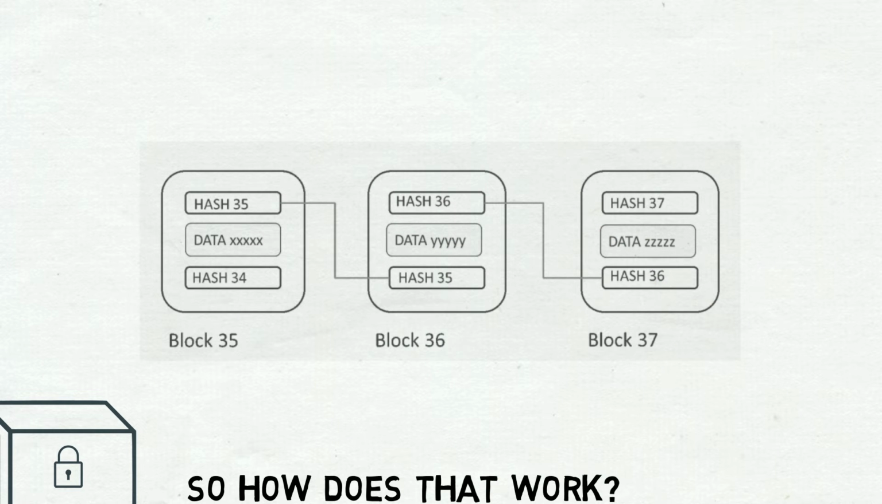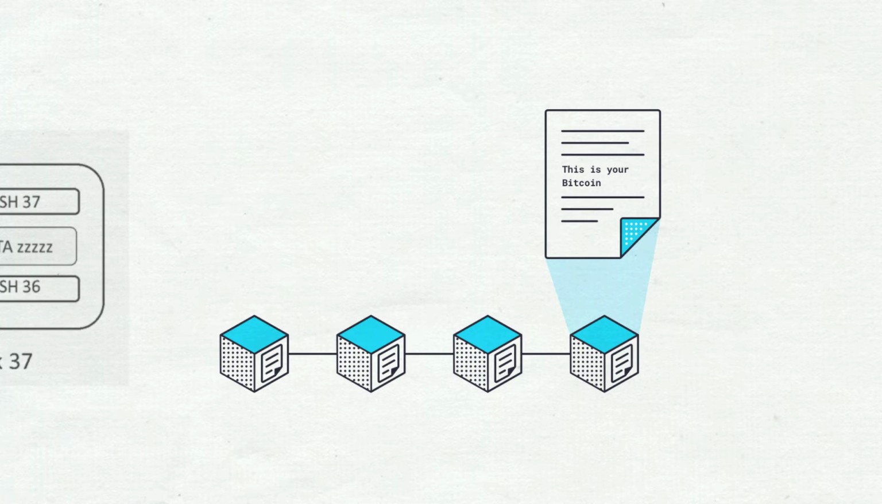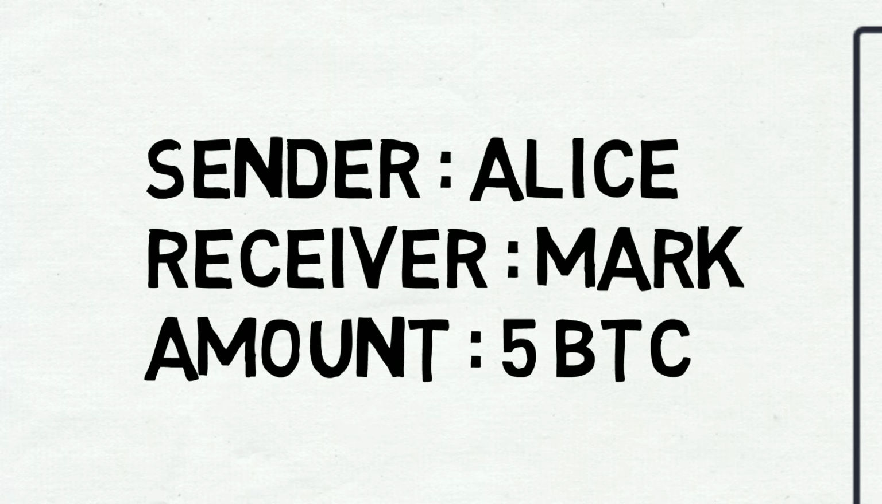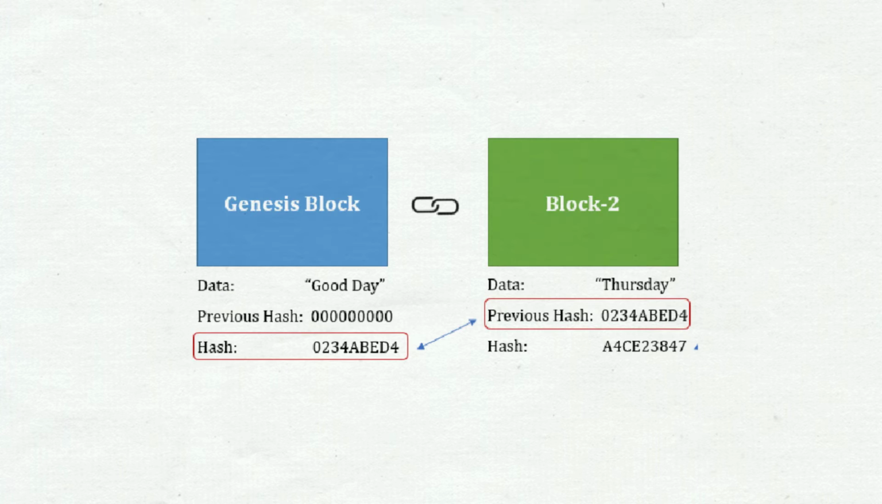Each block contains some data, the hash of the block and the hash of the previous block. The data that is stored inside a block depends on the type of blockchain. The Bitcoin blockchain, for example, stores the details about a transaction in here, such as the sender, receiver, and the amount of coins. A block also has a hash.